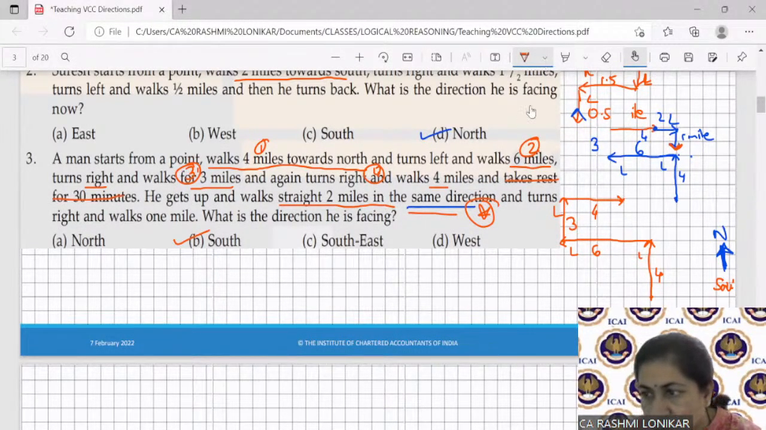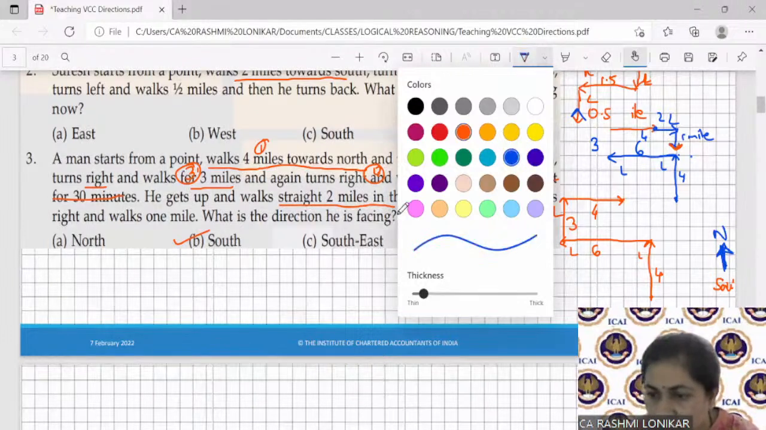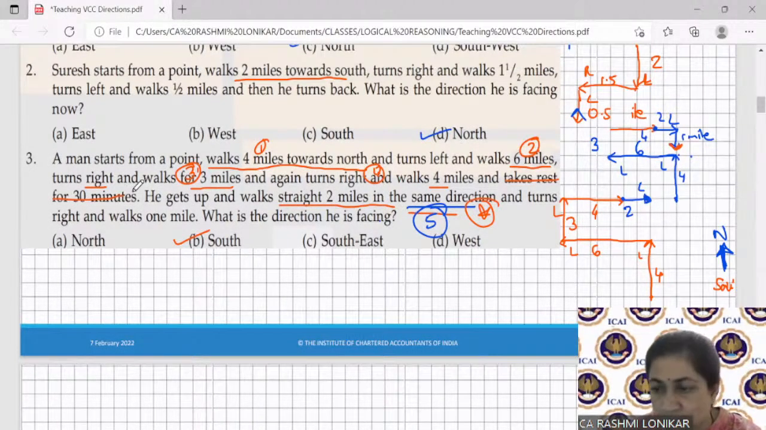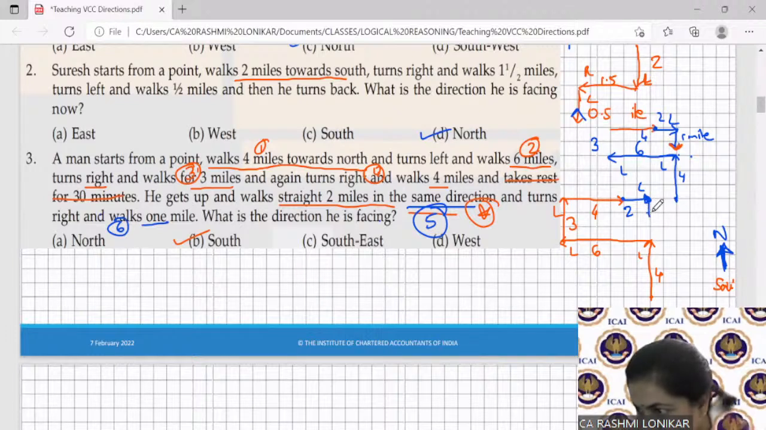Okay. So again from this point, important thing is this. In the same direction. This fifth point is important. He moves 2 miles in the same direction and turns right. Okay, so he's moving like this. Where is his left? This is his left. And now what is happening? He's turning right. Okay. This is the 6th point. He turns right and walks 1 mile.